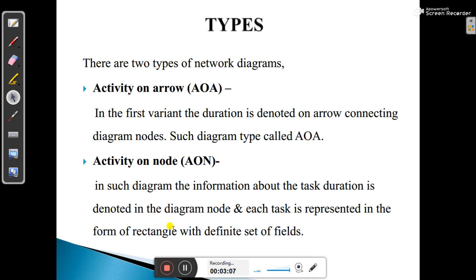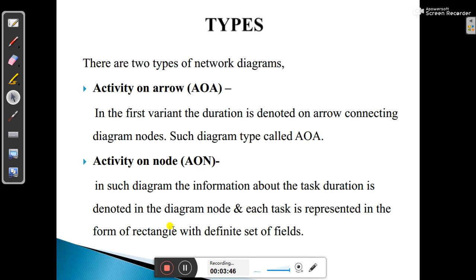There are two types of network diagram because Pert is basically network diagrams. So if we talk about network diagrams, we can divide them in two parts. One is activity on arrow, second one is activity on node. In the first variant, the duration is denoted on the arrow connecting diagram nodes. Such diagram type is called activity on arrow, or AOA, where our connecting method is using the arrow symbol.